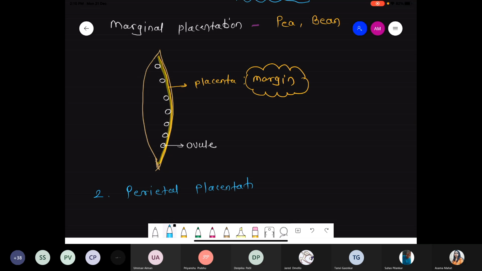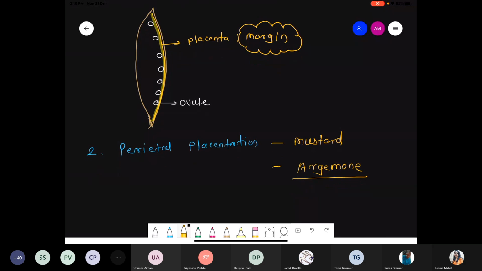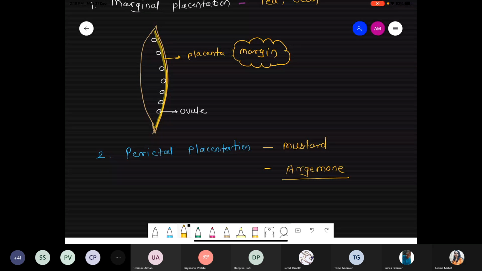Okay, next point we are talking about is parietal placentation. Parietal placentation is very common in case of mustard. The first example is mustard, and another example is Argemone. In case of mustard, we'll specifically discuss one question which was already asked, what is the meaning of the replum? So first of all, we try to understand the meaning of parietal placentation, and then we discuss all the scenarios.